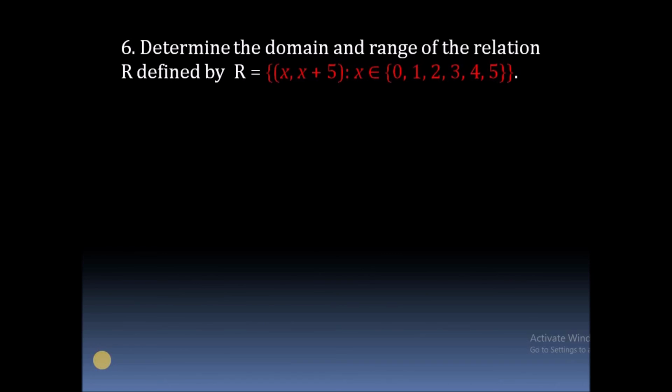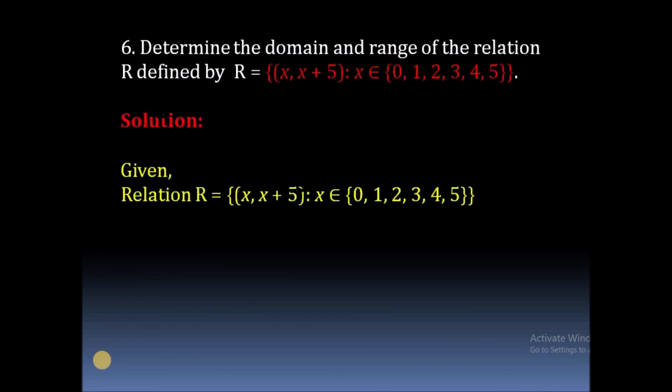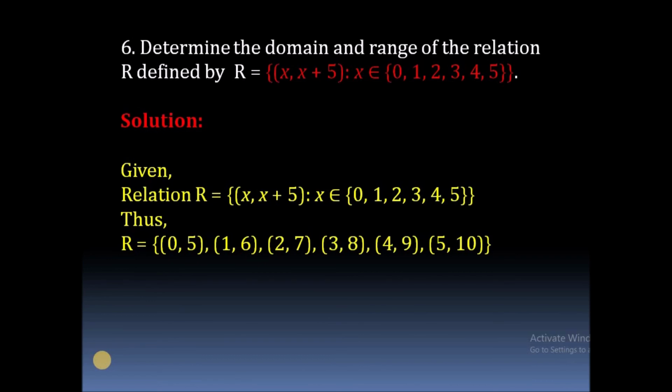नेक्स्ट, determine the domain and range of the relation R defined by R equals to (x, x plus 5), where x belongs to set {0, 1, 2, 3, 4, 5}. Students, यहाँ x की वैल्यूज को रेस्ट्रिक्ट कर दिया है, हमें 0 से 5 तक की वैल्यूज लेनी है. बहुत सिंपल है, देख लेते हैं रिलेशन R को कैसे डिफाइन किया है वो. अब हम वैल्यूज लेते हैं. सबसे पहले x की वैल्यू अगर 0 लेंगे तो हमको y क्या मिलेगा, आई मीन रेंज का एलिमेंट क्या मिलेगा, 0 plus 5 दैट इज 5.